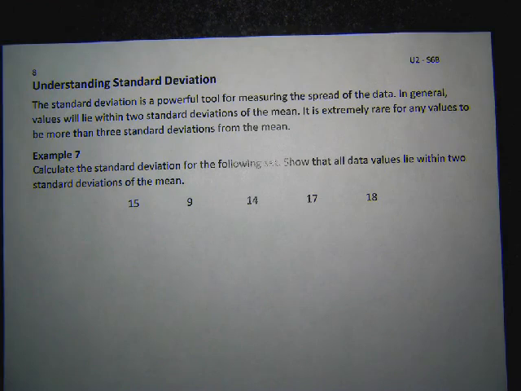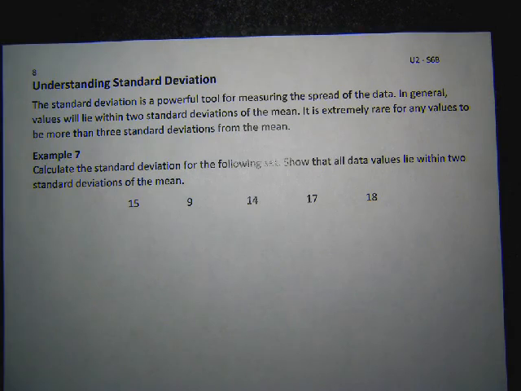In general, values in your data set are going to lie within 2 standard deviations. The vast majority of your data will lie within 2 standard deviations. So if you just pick a number at random from a data set, you should expect to be within 2 standard deviations of the mean. That's a pretty powerful thing.